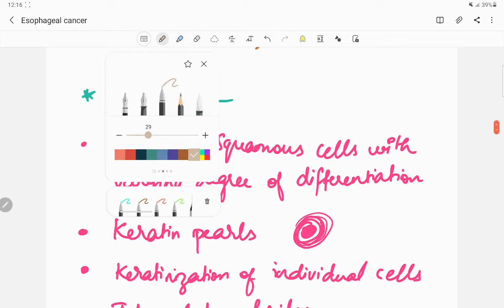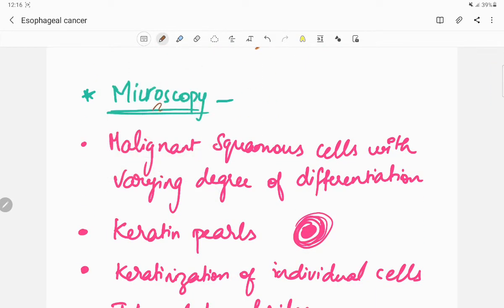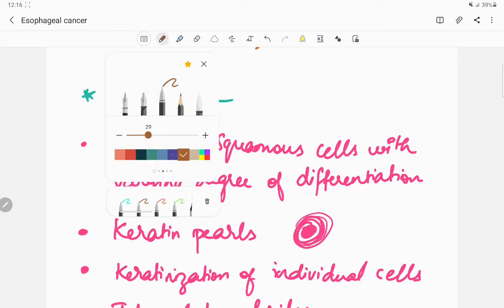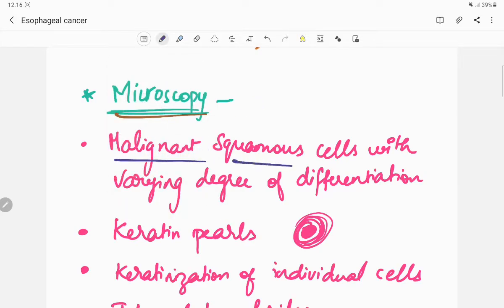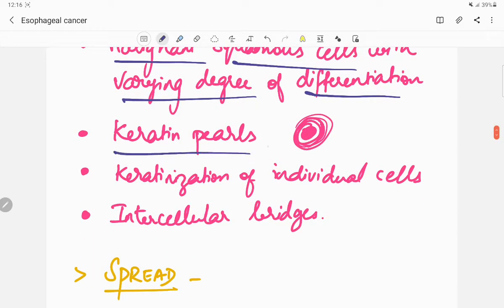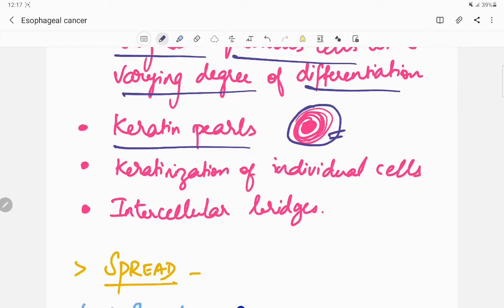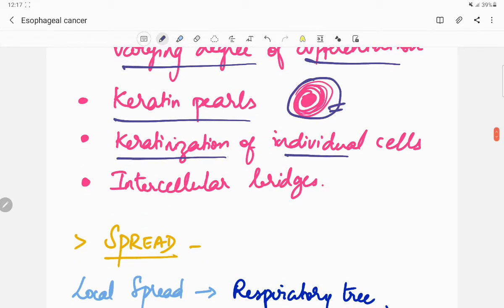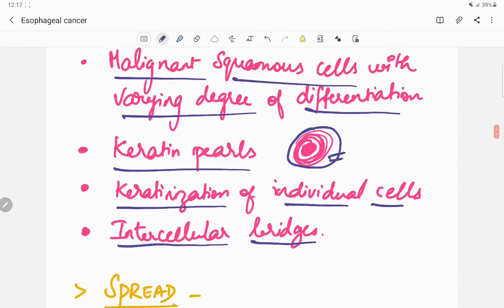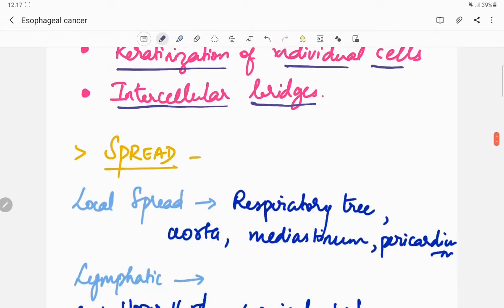Coming to the microscopy. In microscopy, there are malignant squamous cells with varying degree of differentiation and the presence of keratin pearls, which are eosinophilic material like these. Eosinophilic acellular material arranged in whorls like these keratin pearls. Also there is keratinization of individual cells and presence of intercellular bridges. This is the microscopic picture.